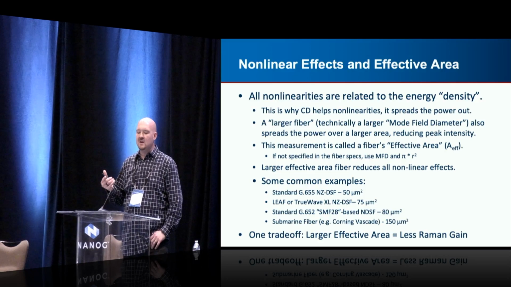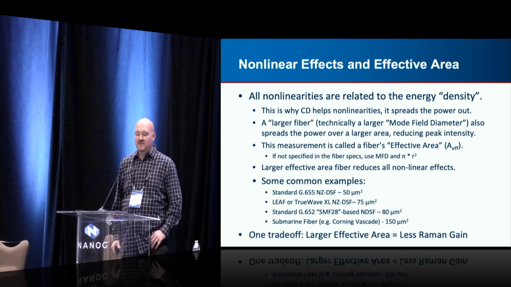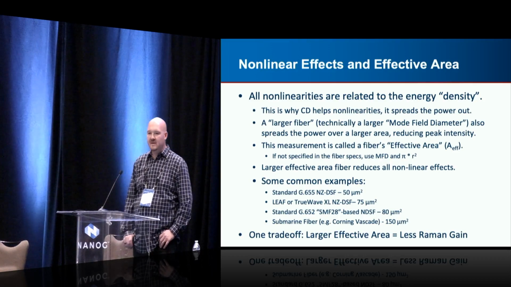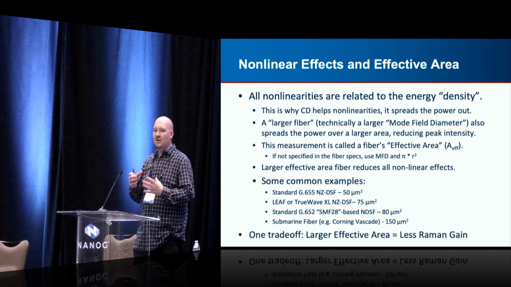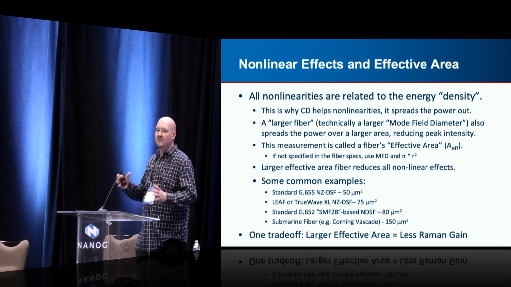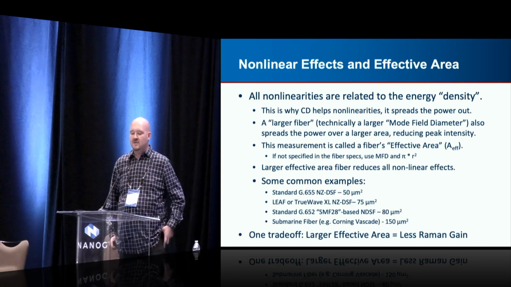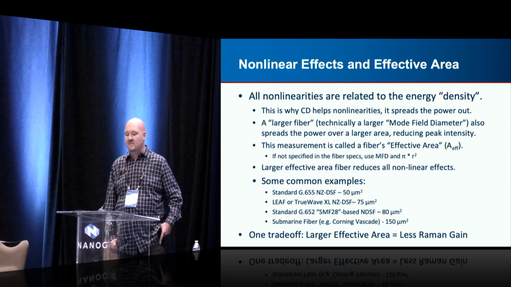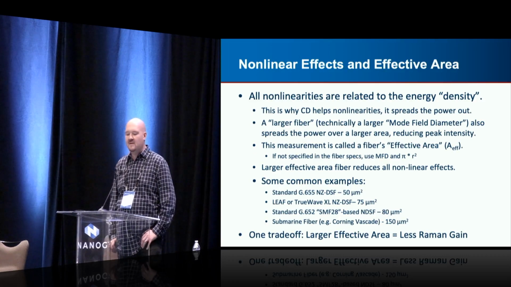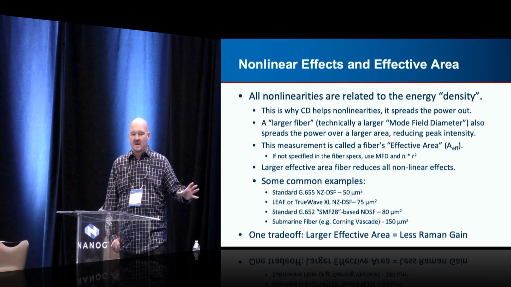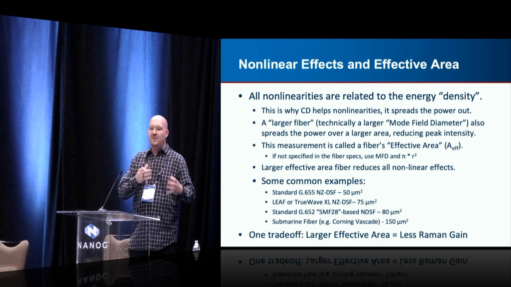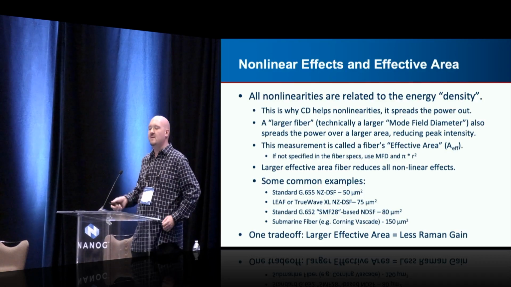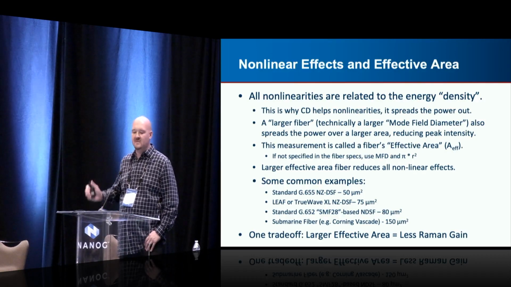So this is called the fiber's effective area. If you can't find the effective area, you can go find the mode field diameter and do pi r squared. This is telling you how large the core is, how much of the core there is to carry the light. Submarine cable tends to be the largest. A submarine cable like a Corning Vascade can be 150 micron. The bigger the core, the more power you put in, so you're able to put in a brighter signal and carry that further. You care about that when you're doing these many 1,000-kilometer submarine spans.